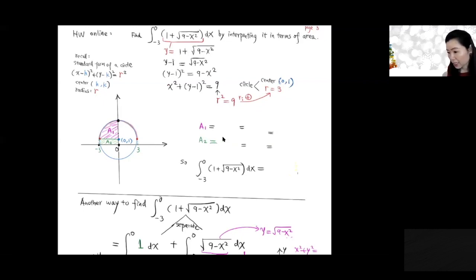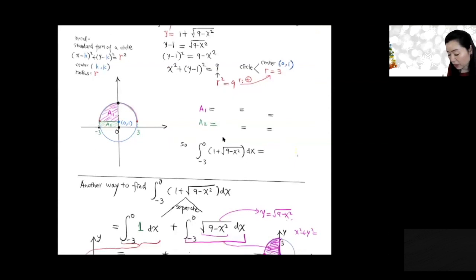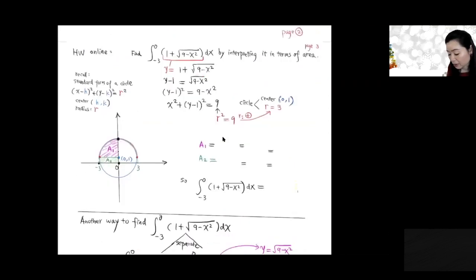But notice that y equals 1 plus this. So this positive root here will never be negative. So y will always be 1 and above. So the y coordinate is always 1 or higher. So that will correspond to this upper half of the circle, right here.